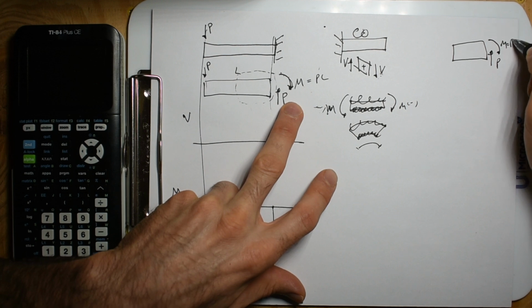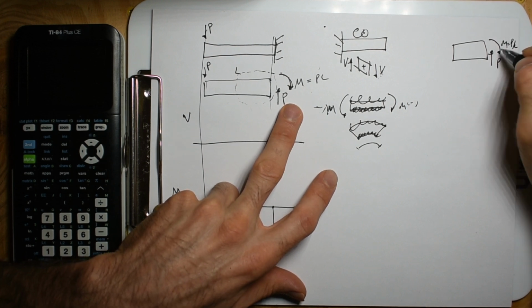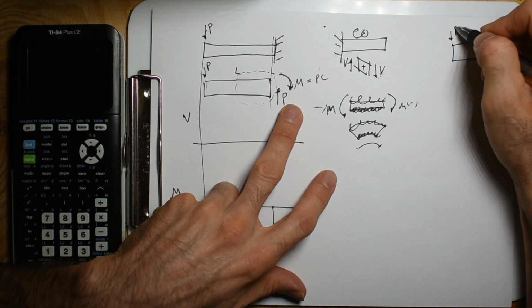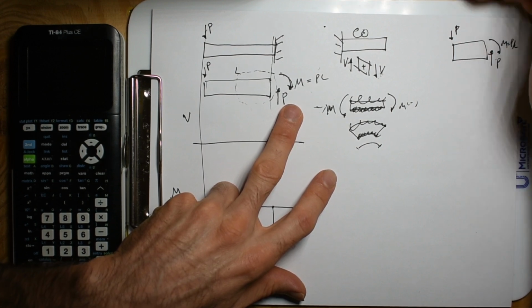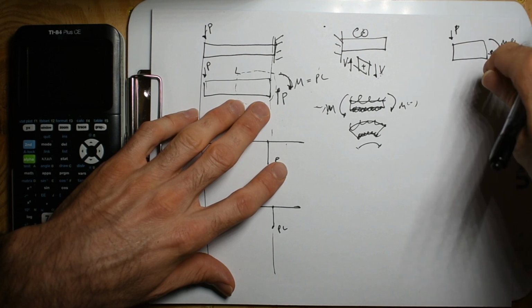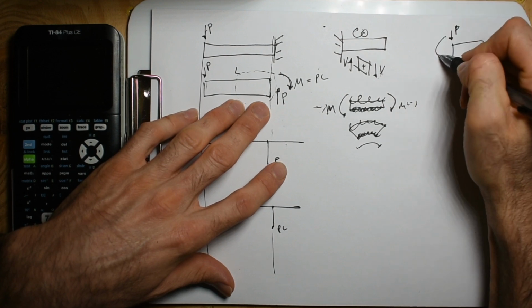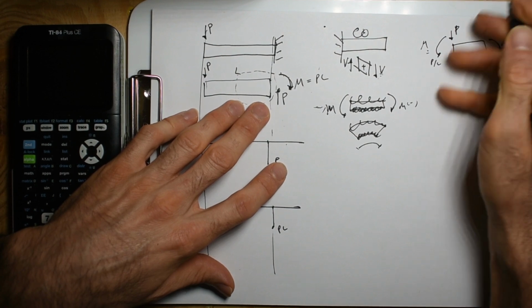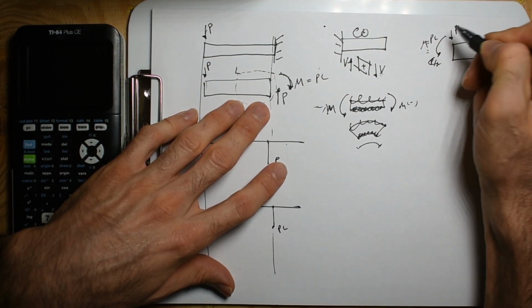You know what I mean? So we have a moment of PL and a force P. How do we balance? This is our cut face. These P's balance, so we know it's not traveling this way or that way. We have a moment this way, so it's going to make it spin that way. So we need to put a moment this way to keep it from spinning. And that moment's going to be PL.